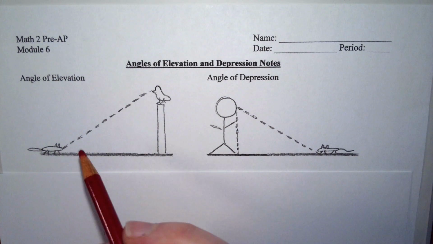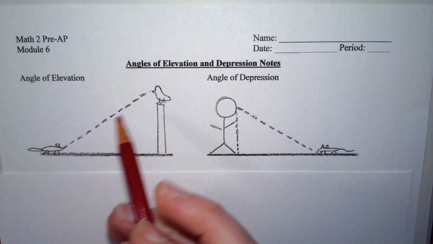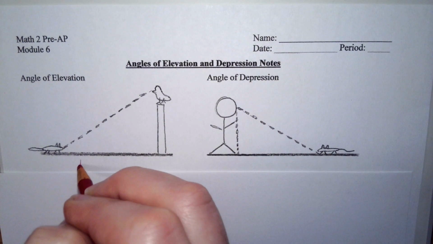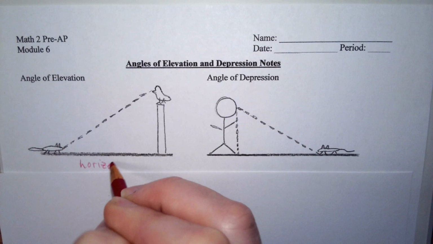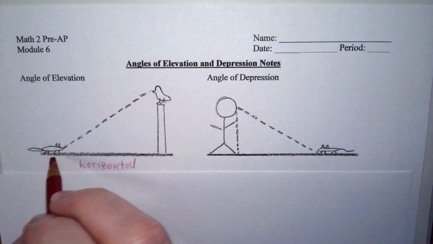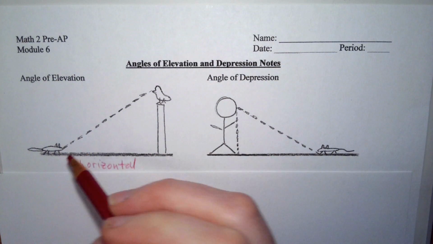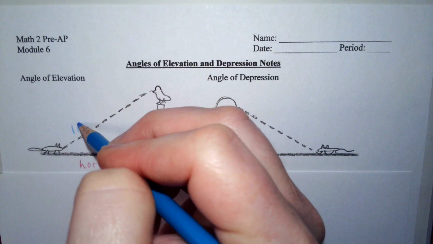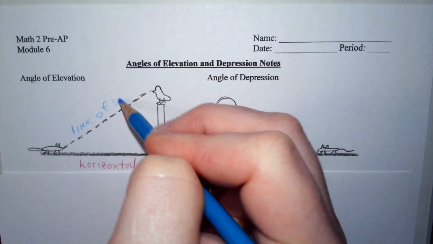So in this scenario here, I have a squirrel looking up at an eagle. So the angle of elevation is defined as the angle formed by the line of sight and the horizontal plane for an object that is above the horizontal. So the horizontal is down here. Okay, so the squirrel's normal eyesight would be straight across, parallel to the ground. And then the squirrel looks up. So this right here is the line of sight.